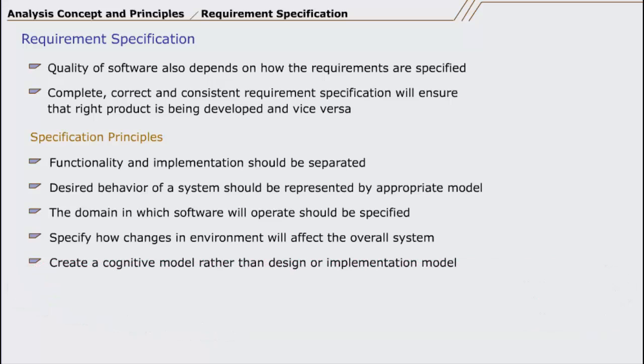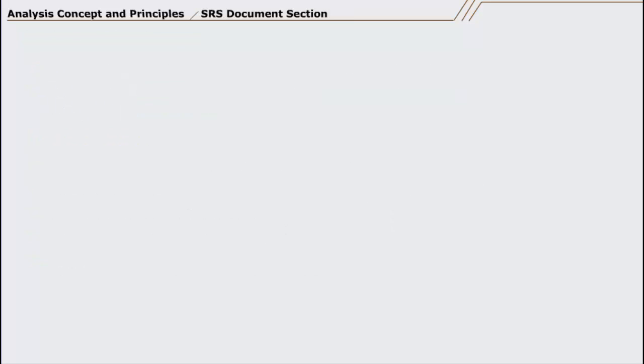The next topic is how to document the software requirement and specification, SRS. Software requirement and specification, commonly known as SRS, is a document which is produced at the end of the software requirement analysis phase.